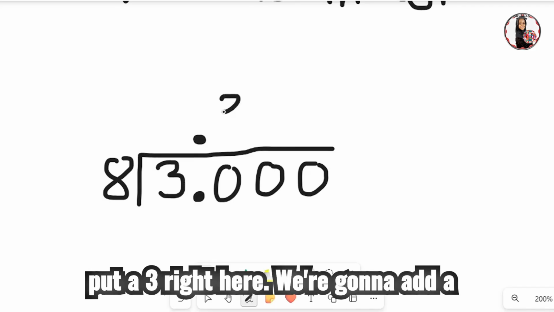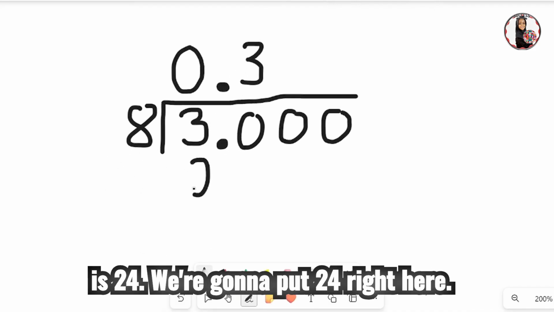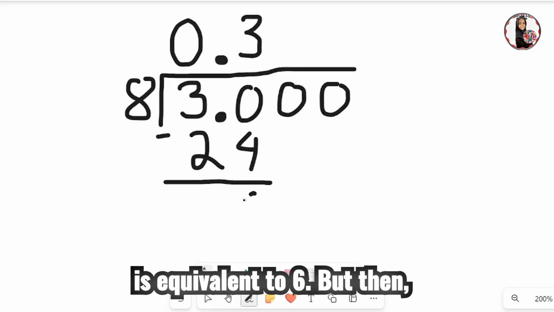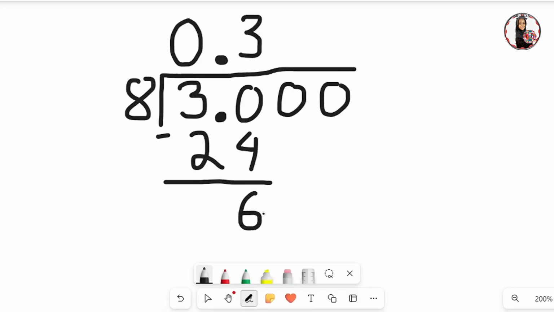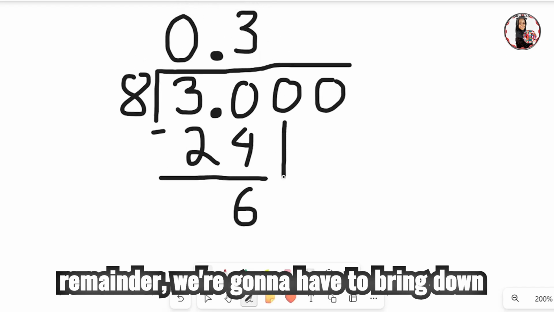So we're going to put a 3 right here. We're going to add a 0 placeholder right there. 3 times 8 is 24. We're going to put 24 right here. And then 30 minus 24 is equivalent to 6. But since this is a remainder, we're going to have to bring down the 0.